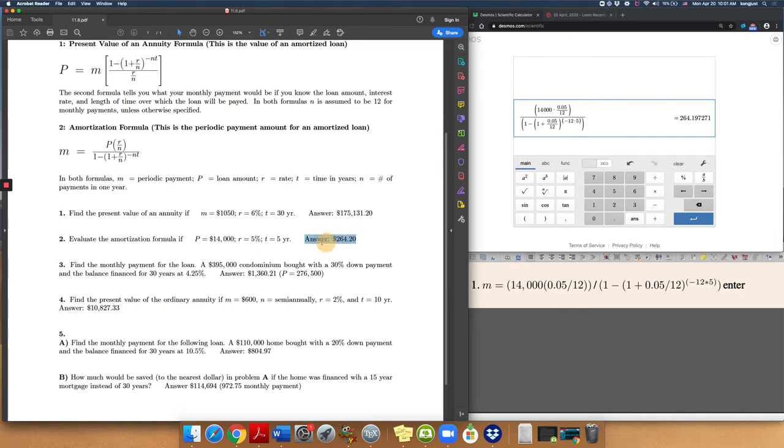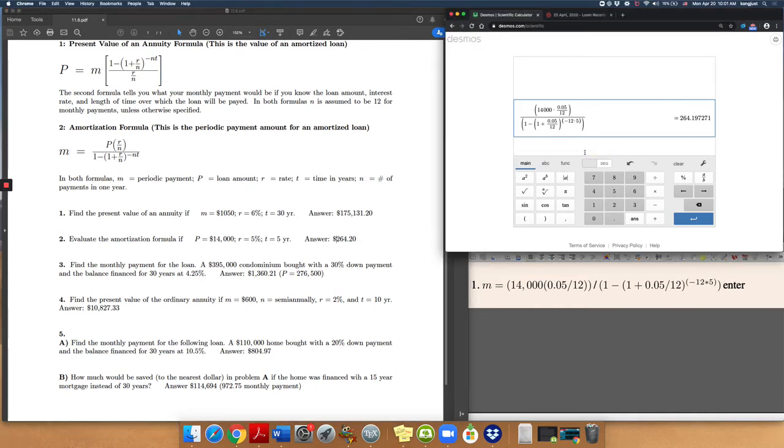This is telling you if I have a loan for $14,000 at 5% interest over 5 years, this is my monthly payment. $264.20. Alright, just out of curiosity, let me ask a follow-up question. How much would you end up paying overall? And how much did you pay in interest above the actual loan amount? So $264.20. You're making that monthly, so 12 times for 5 years, right? Times 5. So times 12 times 5, that comes out to 15,852.